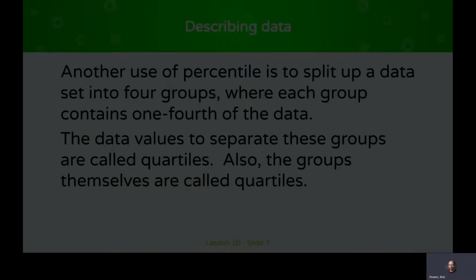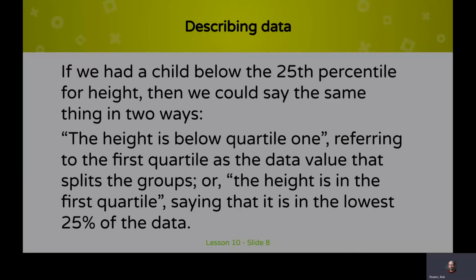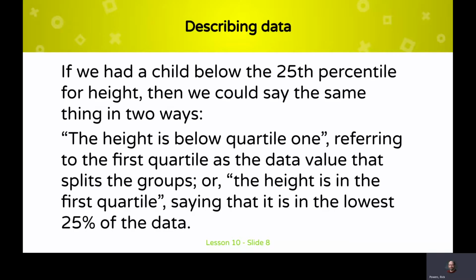Another use of percentile is to split up a data set into 4 groups, where each group contains 1/4 of the data. The data values to separate those groups are called quartiles. Also, the groups themselves are called quartiles. If we had a child below the 25th percentile for height, then we could say the same thing in 2 ways. The height is below quartile 1, referring to the first quartile as the data value that splits the groups. Or the height is in the first quartile, saying it's in the lowest 25% of the data.